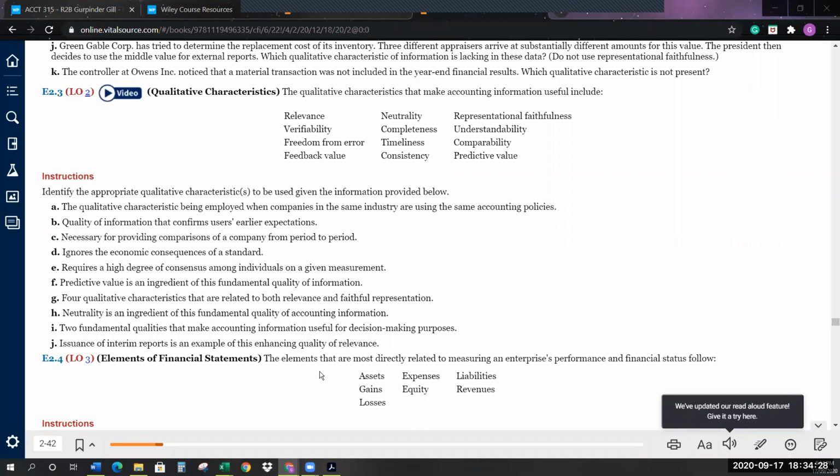All right. E, requires a high degree of consensus among individuals on a given measurement.